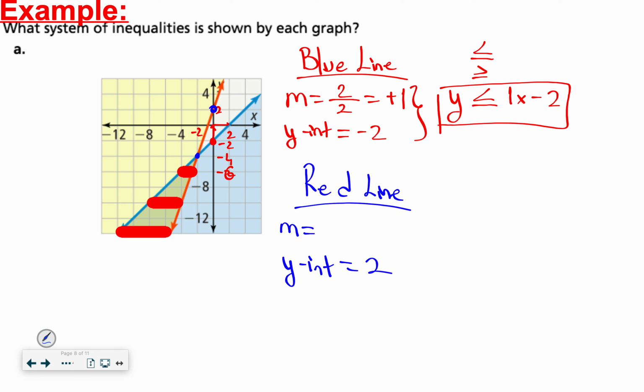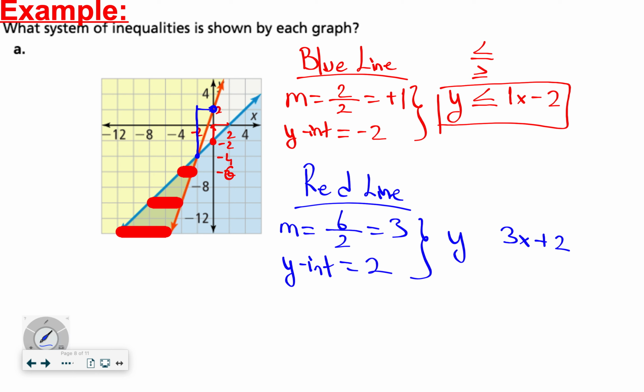How many units are you rising? 2, 4, 6 units rise, and 2 units right. That's why slope is 3. After that, we can understand y is equal to 3x plus 2.